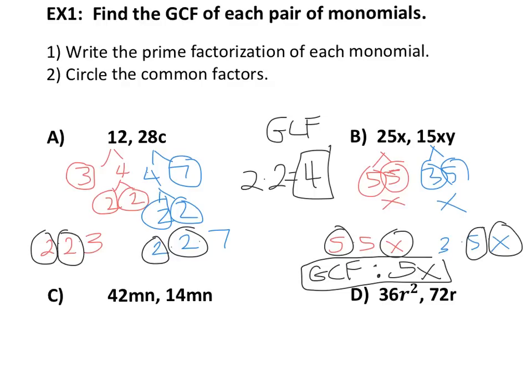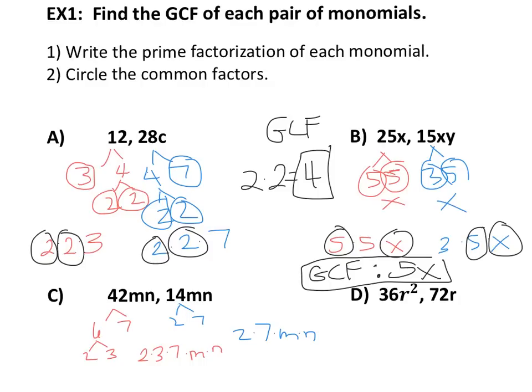Now let's look at letter C. We have 42mn and 14mn. Our GCF is based on not only the numbers but also the variables. For 42, the two factors we can think of are 6 and 7. 6 can be factored to 2 and 3. So I have 2 times 3 times 7 times m times n. Then for 14, I have 2 and 7, and that means they also are multiplied by m and n.